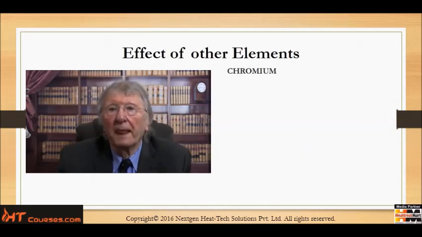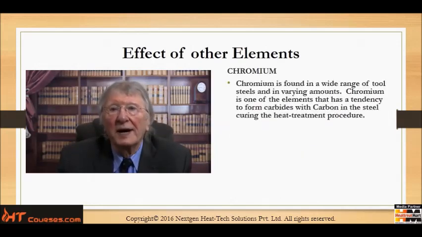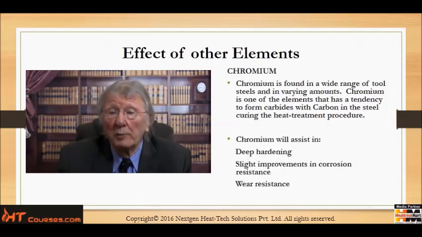Chromium. Chromium is found in a wide range of tool steels as well as carburizing steels. Chromium is one of the elements that has a strong tendency to form carbides with carbon in the steel during the heat treatment procedure. Chromium will assist in deep hardening, slight improvements in corrosion resistance, and wear resistance because of the formation of chromium carbides.